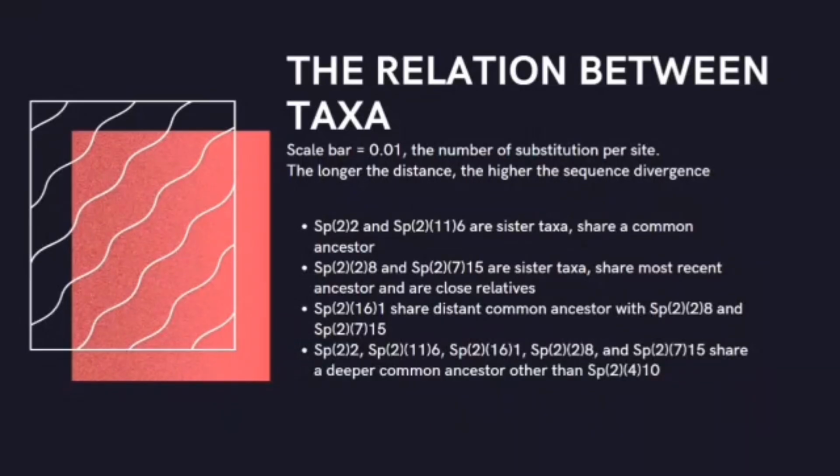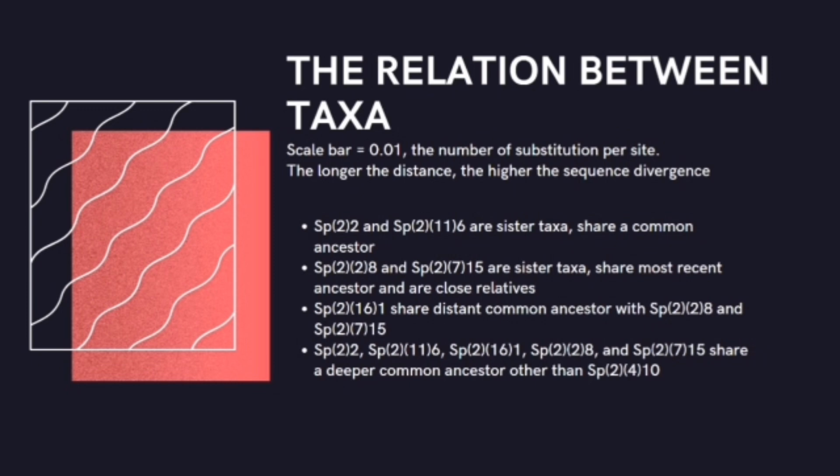This is the phylogenetic tree of dataset 1. We have a scale bar of 0.01, which is the number of substitutions per site, which means the longer the distance, the higher the sequence divergence.